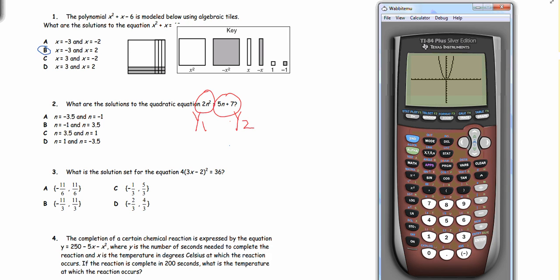Alright, makes a u. Makes a parabola, or graphs the quadratic right there. No big deal. Go down to the next line, and we're going to put 5x plus 7. 5x plus our 7. And let's look and see what happens here. And it looks like it only crosses the graph one time.